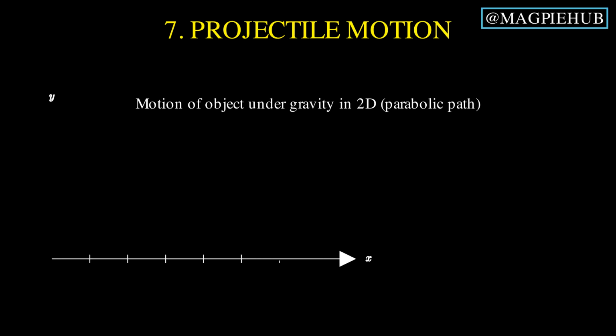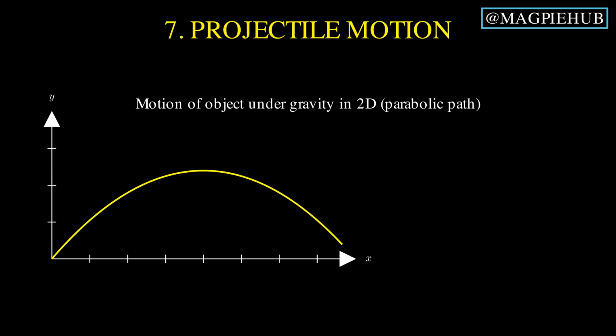Projectile motion is the motion of an object under gravity in two dimensions. The path is always a parabola. A projectile is launched with initial velocity u at angle theta. It rises to maximum height h max and lands at horizontal distance r, called the range.